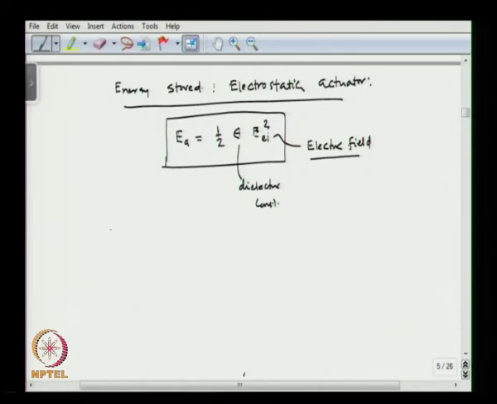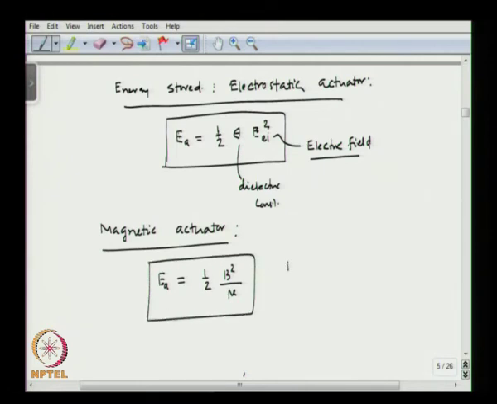Next we talk about a magnetic actuator. For a magnetic actuator, energy will be given by half into B square over mu, where B would be the magnetic flux density and mu would be the permeability of the medium. Okay.